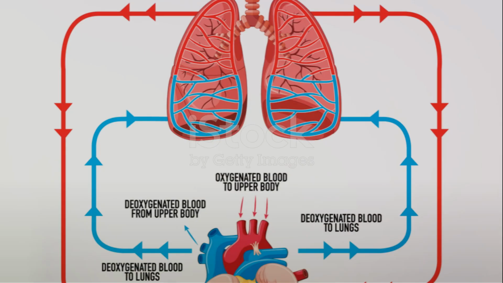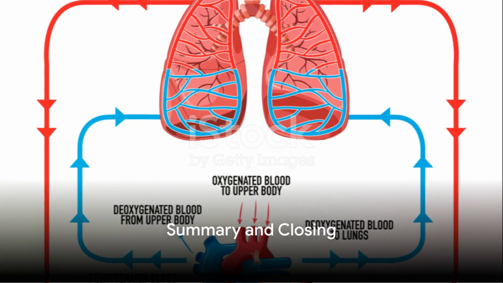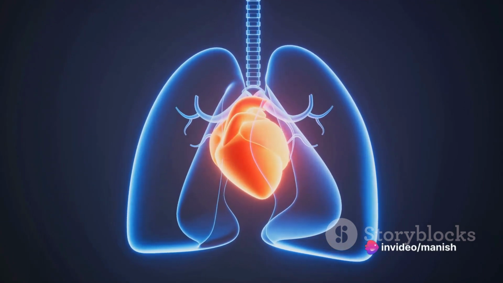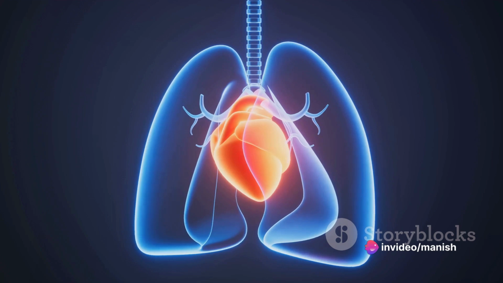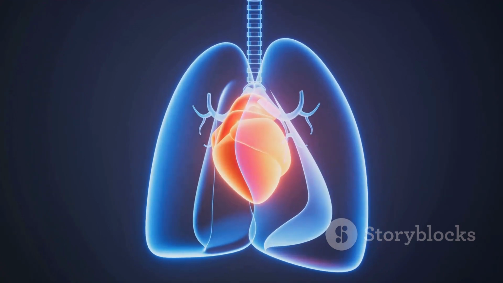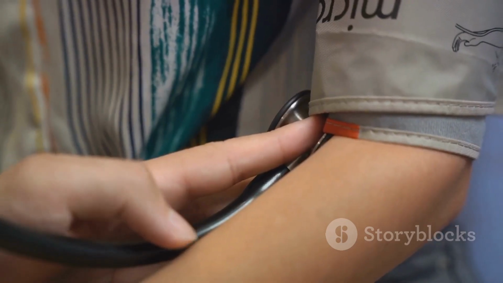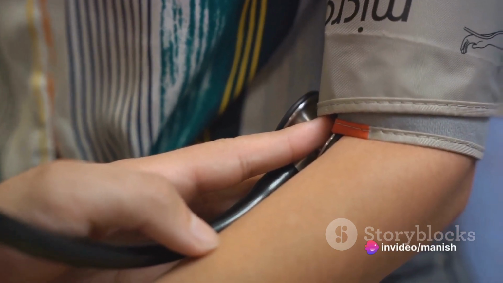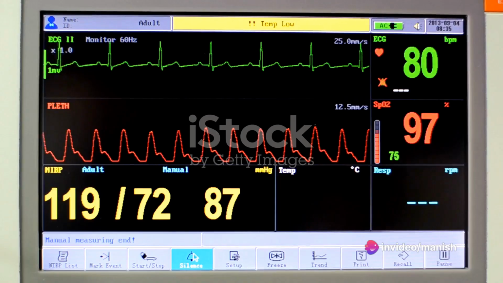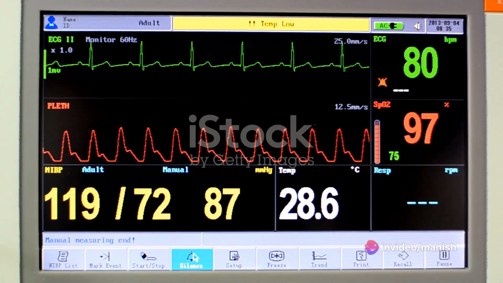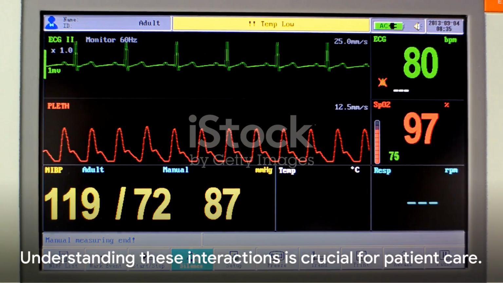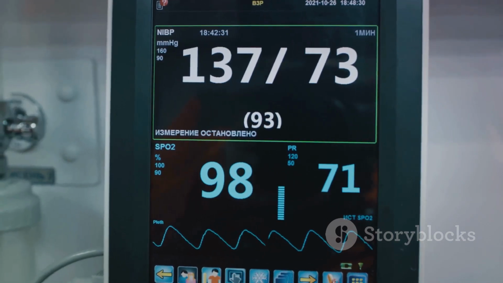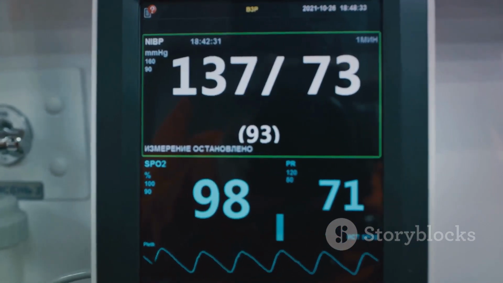To sum up our discussion on cardiorespiratory interactions in ventilated patients, we've delved into the intricate dance of the heart and lungs during positive pressure ventilation. We've seen how insufflation alters intrathoracic pressure, affecting stroke volume and the complex interplay of preload and afterload. We've also touched on when to test for fluid responsiveness. Remember, understanding these interactions is not just academically interesting, but critically important for patient care.